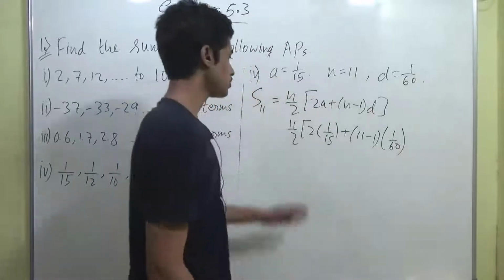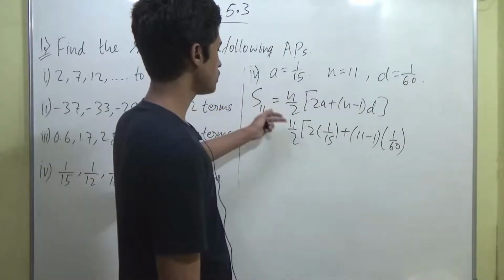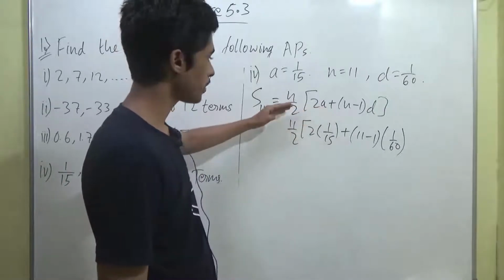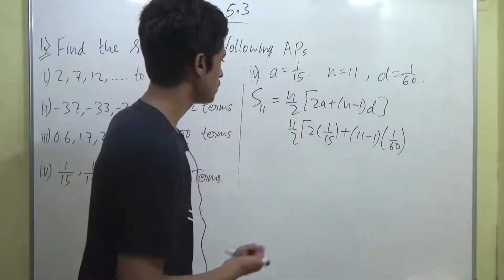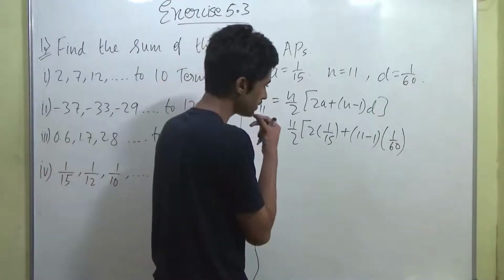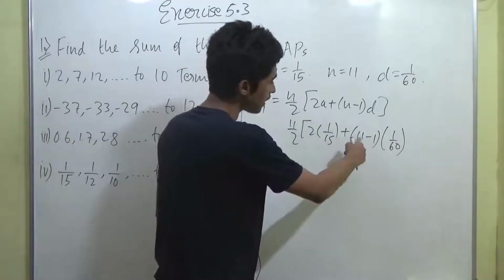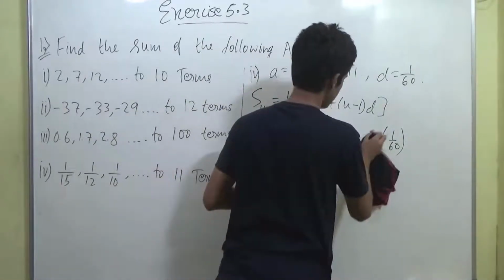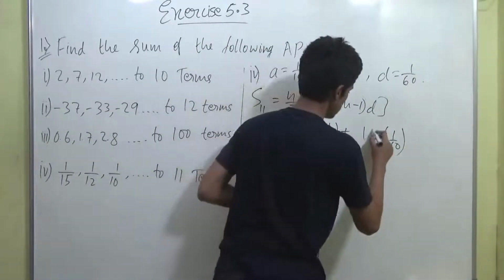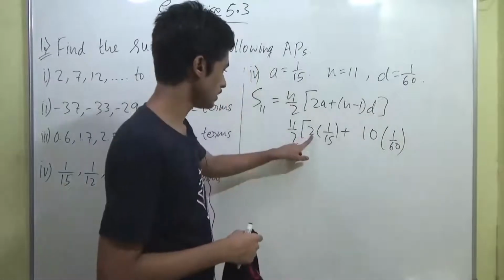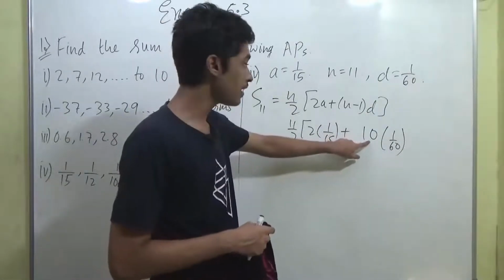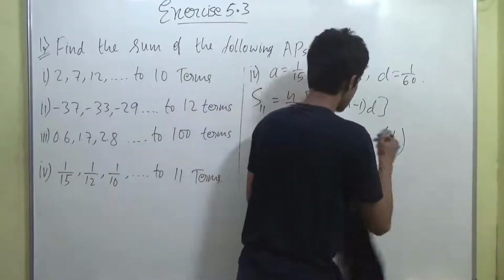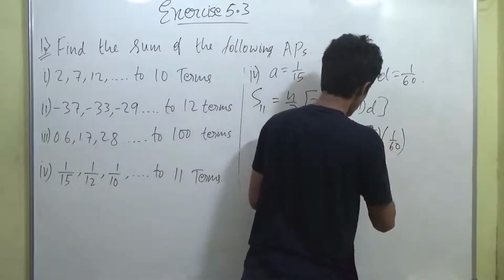Getting it guys? So this is the value after putting the values of a, n and d, putting the variable values, we are getting these numbers. So now I'll do one thing guys. Here 11 minus 1 is 10. Now it is like this, 2 is here and 10 is here. Let me write this 10 as 2 into 5.